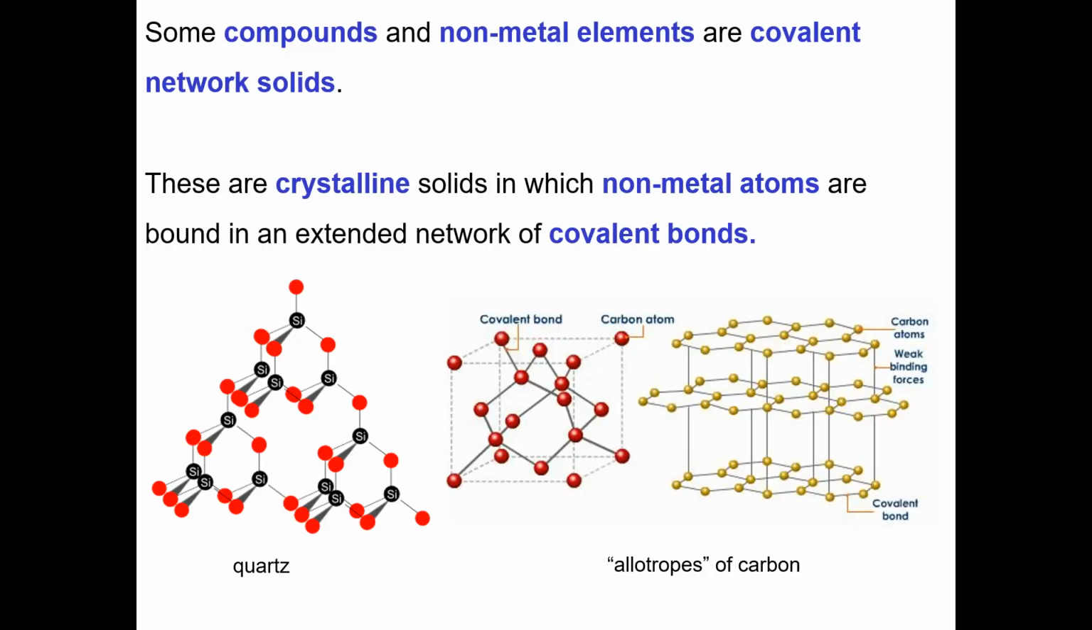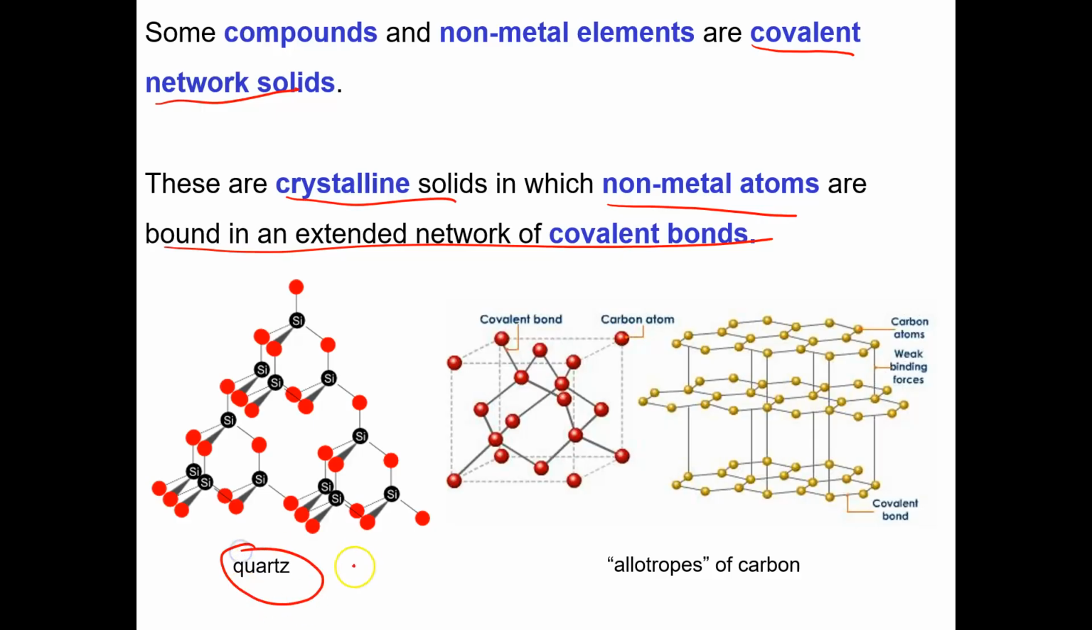There are some covalent compounds and non-metallic elements which form what we call covalent network solids. These are crystalline solids in which non-metal atoms are bound together in an extended network of covalent bonds. You really just need to memorize a few examples of these. I'm going to go through a couple of the more famous ones, and there are more listed in the book.